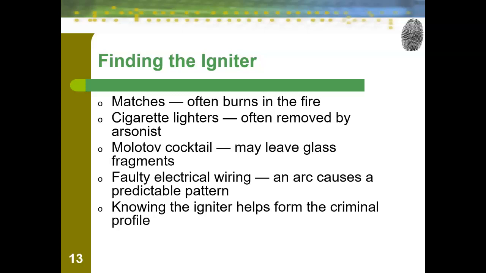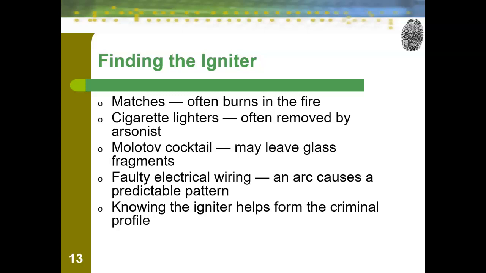Molotov cocktails are where you take a glass bottle and fill it with an accelerant, usually gasoline, and put a rag or some sort of fabric in the top and light that fabric on fire and then throw it, with the idea being the bottle will break and the flame will spread to the gasoline. This does leave glass fragments behind. This is why, as we talked about in our glass unit, it's important to identify different types of glass so you could tell bottle glass from maybe window glass.